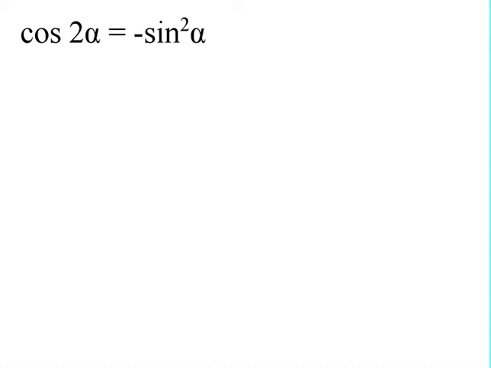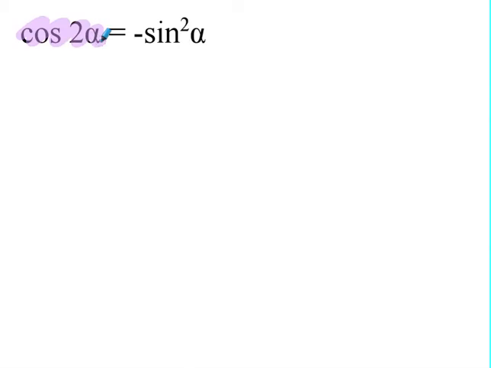Let's go ahead and look at another one. Okay, let's go ahead and look here. It says cosine of 2 alpha equals sine squared alpha. So, remember, can't mix a double angle with a single angle. So somehow I need to change this.